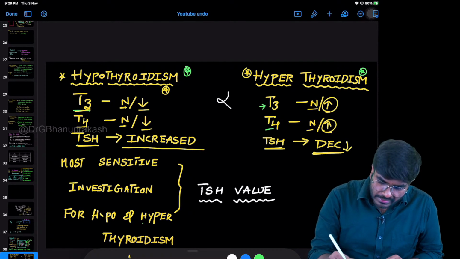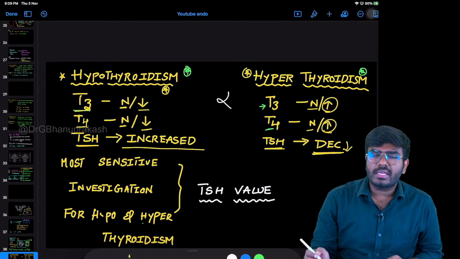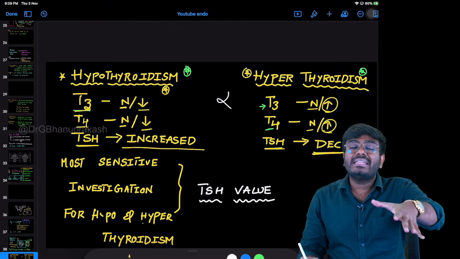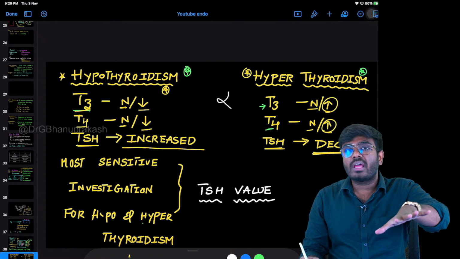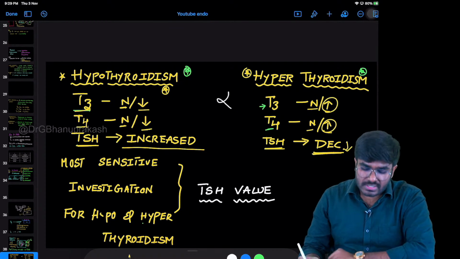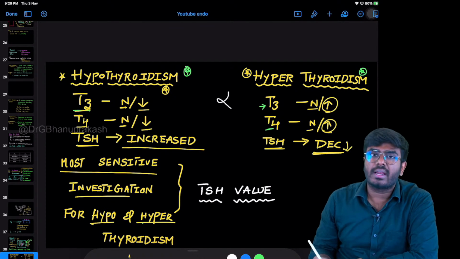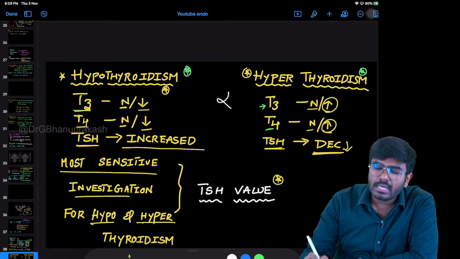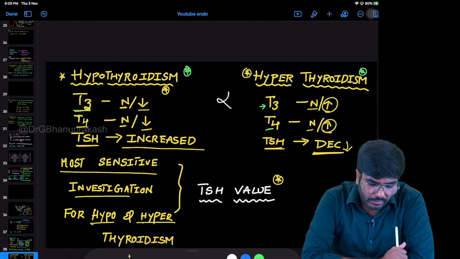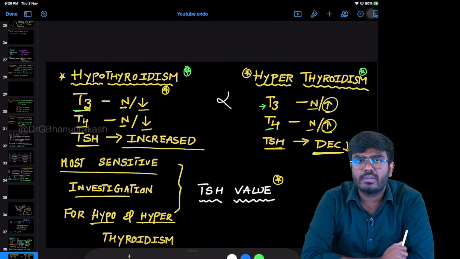Now tell me, in both hypothyroidism and hyperthyroidism, you cannot rely on T3, T4 values. Why? Because T3, T4 values can be normal also. So what is the most sensitive investigation to rule out hypothyroidism and hyperthyroidism? It is the TSH value, sir, not the T3, T4 values.